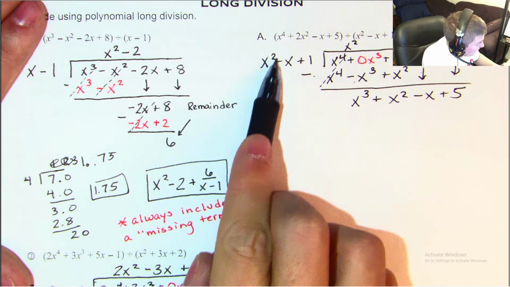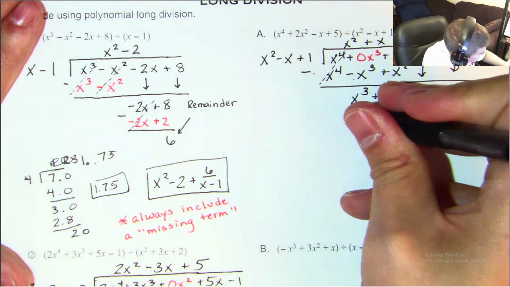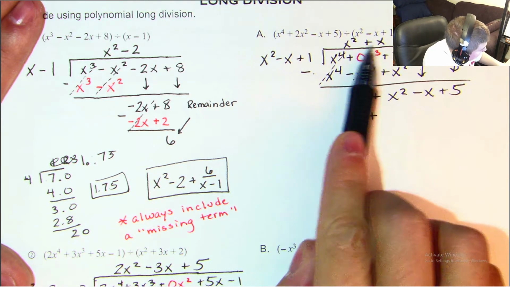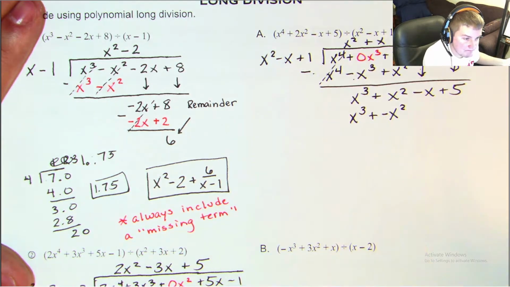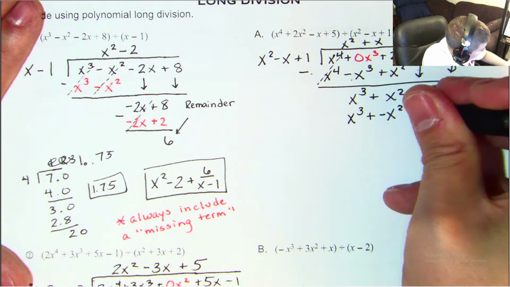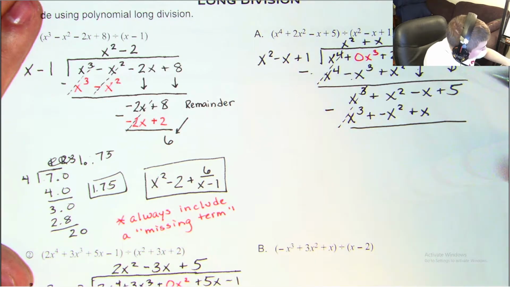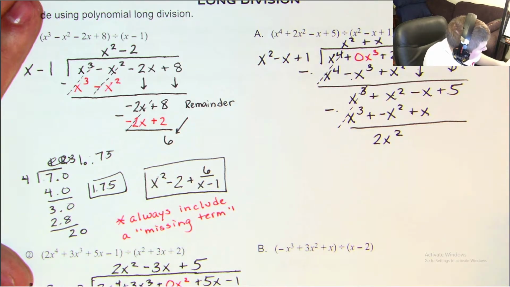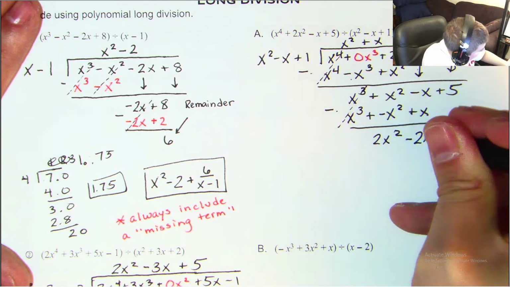Same thing. What do I have to multiply x squared by to become x to the 3rd? I'm going to have to multiply by x. So x squared times x is x cubed. x times negative x is a negative x squared. I probably shouldn't have put that plus sign, but plus and negative is all the same. Then x times 1 is x. These cancel because they're the same. x squared take away negative x squared is 2x squared. Negative x take away x is negative 2x. And then I can drop my 5.